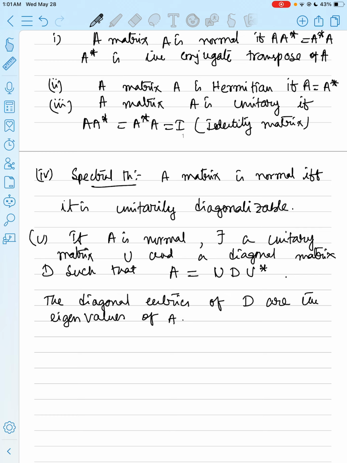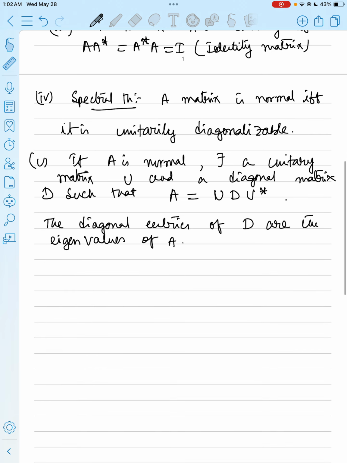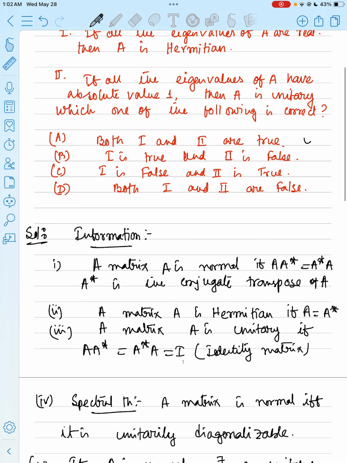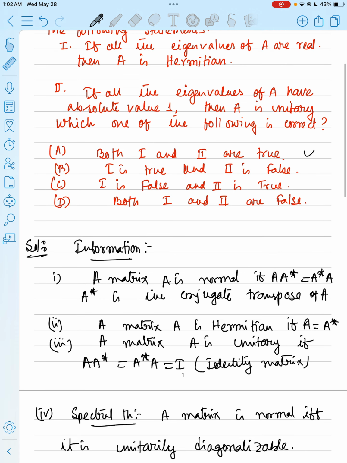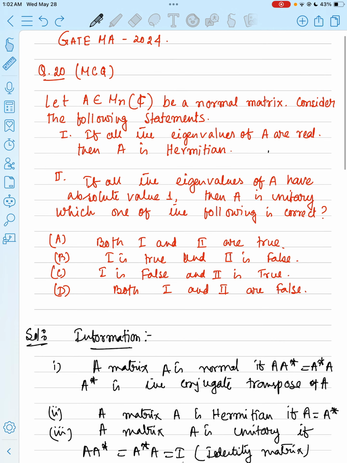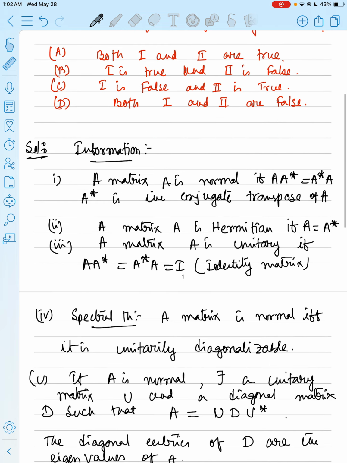So how am I going to solve it? First, I'm going to analyze the statements separately using the properties of normal, Hermitian, and unitary matrices. So let's analyze statement 1: if all the eigenvalues of A are real, then A is Hermitian.